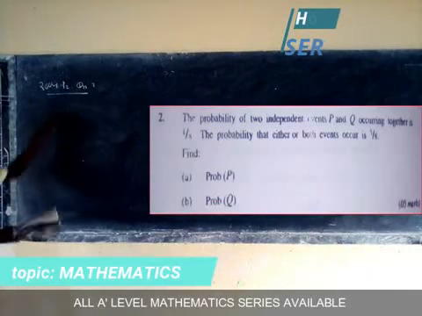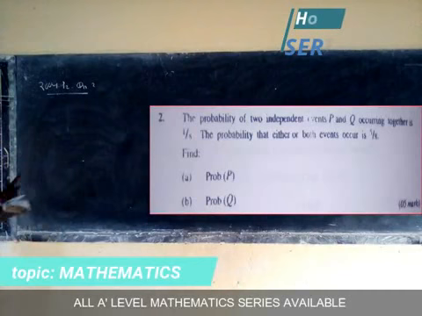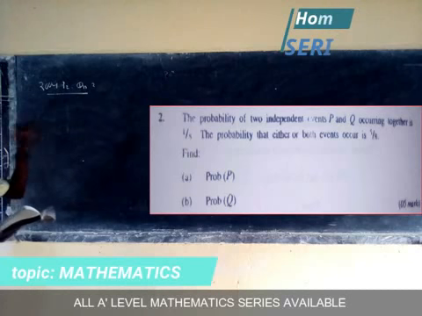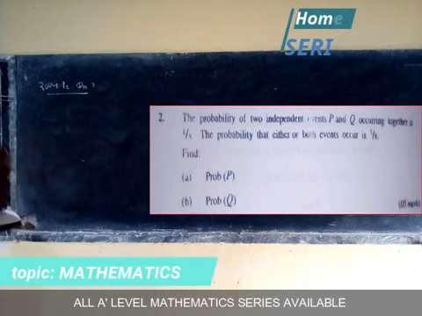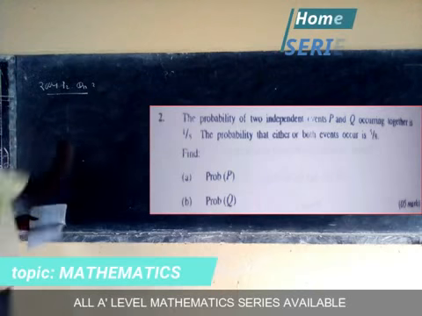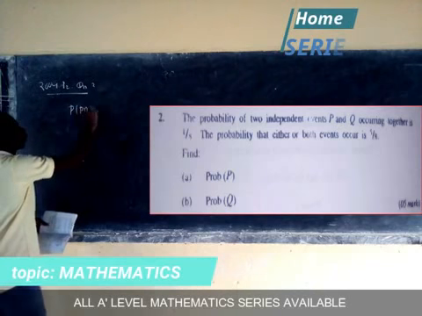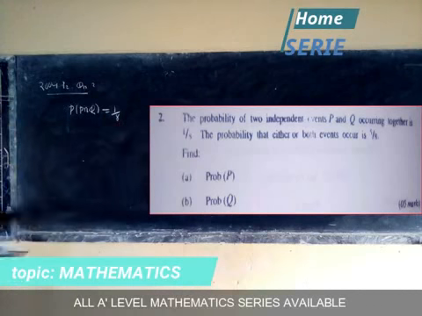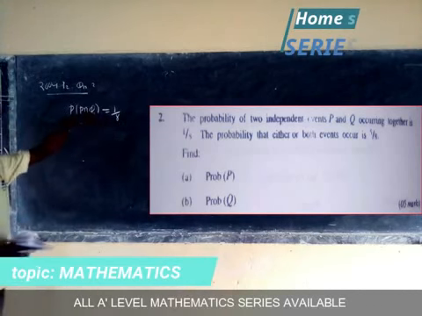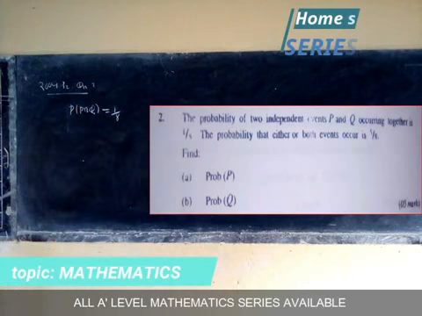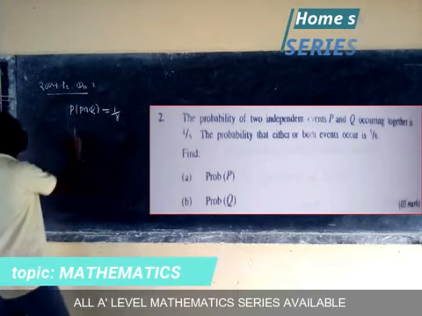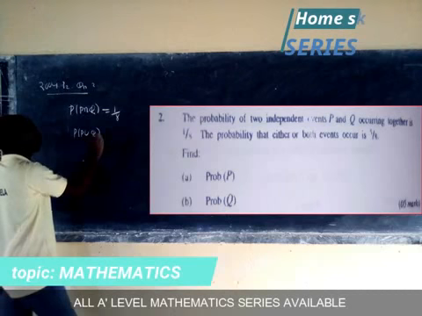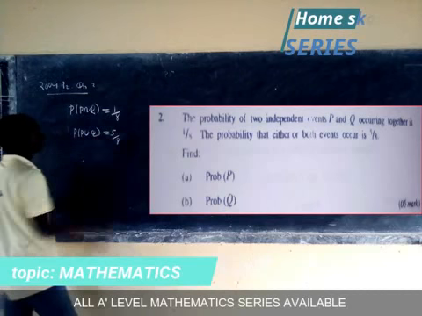Paper 4, paper 2, number 2, it says that the probability of two independent events P and Q occurring together is 1 over 8. It implies P and Q are independent events, but them occurring together is 1 out of 8. Meaning the probability of P and Q occurring together is 1 out of 8. Then it says that the probability of either or both events occurring, meaning union, is 5 over 8. The probability of P union Q is given as 5 divided by 8.